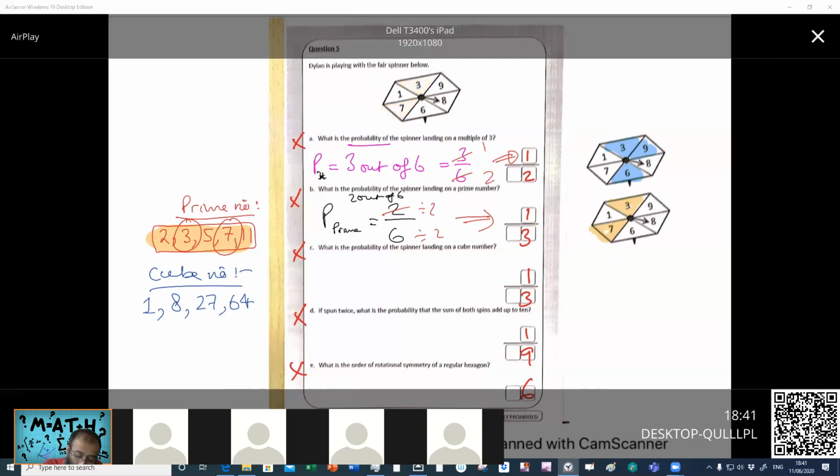2. How many? 2. Absolutely correct, young man. Which ones are they? 1 and 8. Fantastic. So the probability of a cube number is equal to 2 out of 6, which is 2 over 6, which cancels down to 1/3. Done.